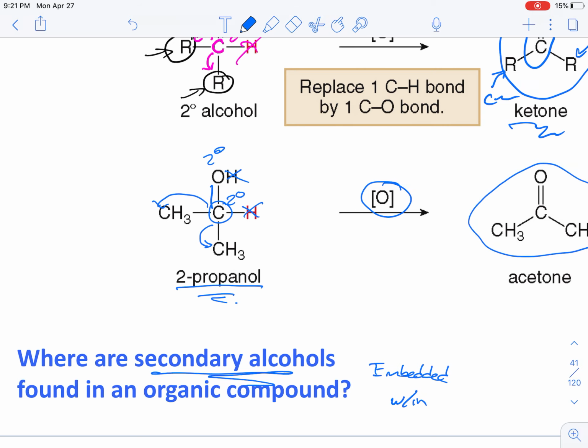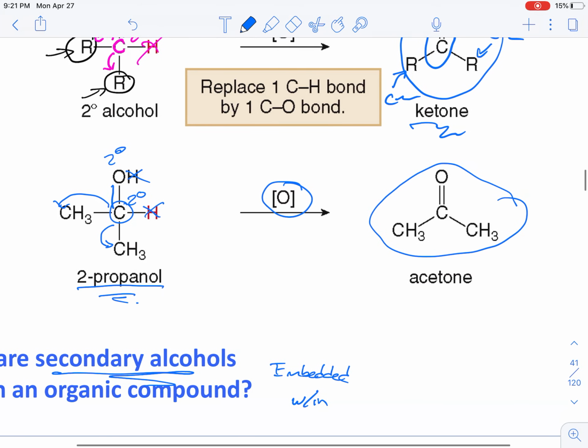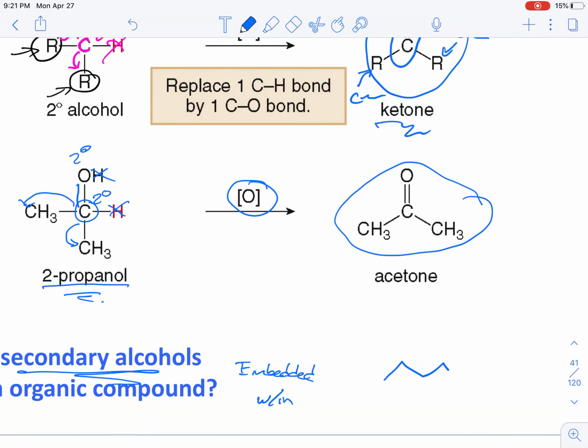within an organic compound. So an example would be this, right? So this is a secondary alcohol. And so if this was to undergo oxidation, the product that I would get is simply a ketone that looks like that.